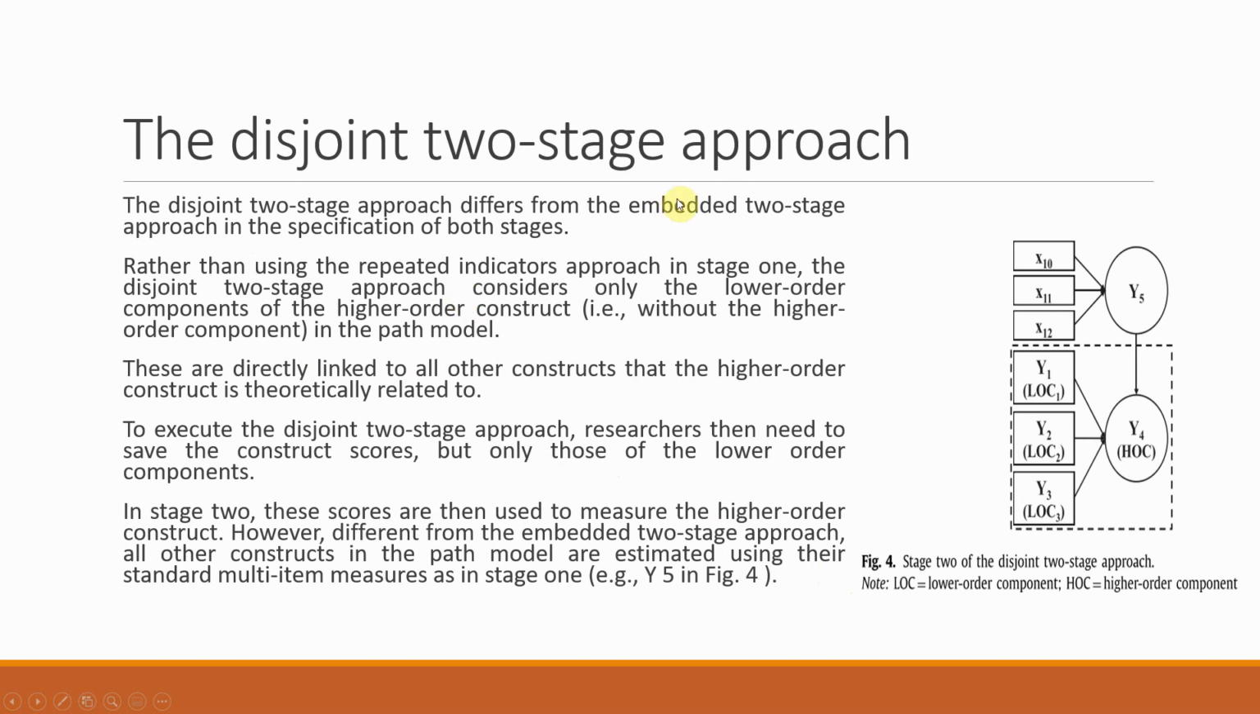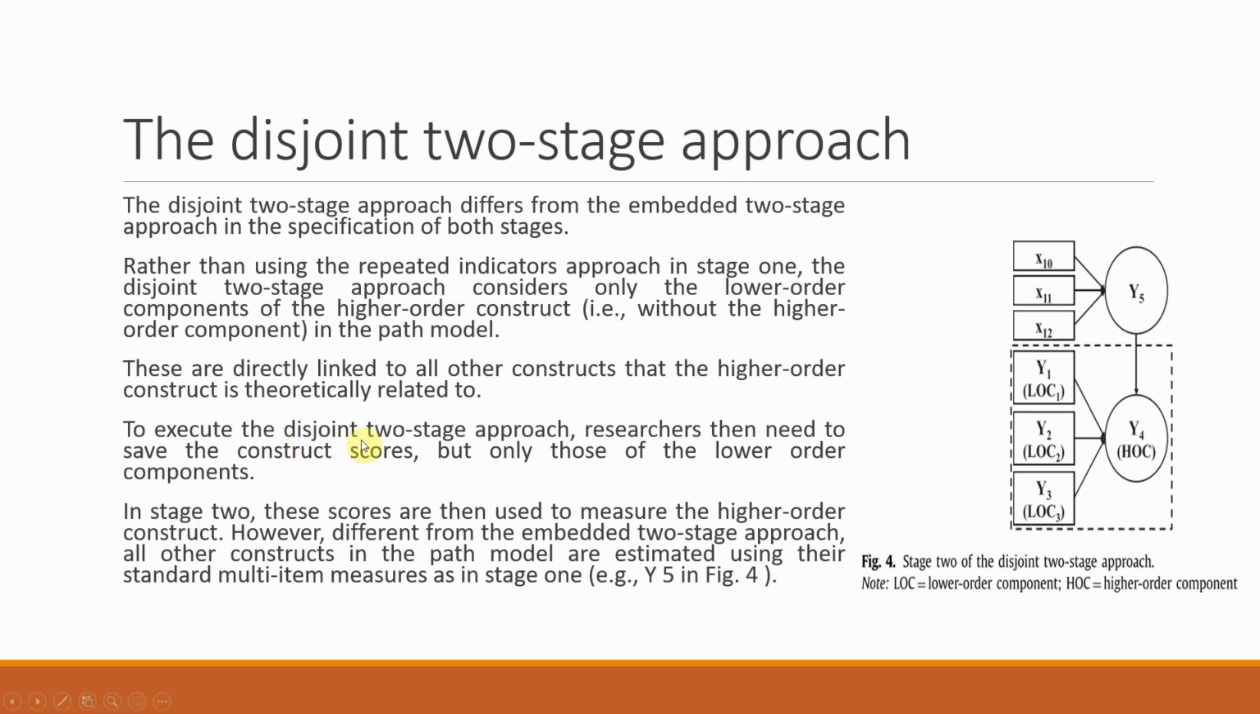The disjoint two-stage approach. So what is the disjoint two-stage approach? It differs from the embedded two-stage approach in the specification of both stages. Rather than using the repeated indicators approach in stage one, the disjoint two-stage approach considers only the lower order components of the higher order construct. Instead of using both the lower order constructs and forming the higher order construct in the first stage, which is called the embedded approach, in the disjoint two-stage approach, we first focus on the lower order constructs and get the latent variable scores for them. And in stage two, we utilize those latent variable scores to form the higher order constructs.